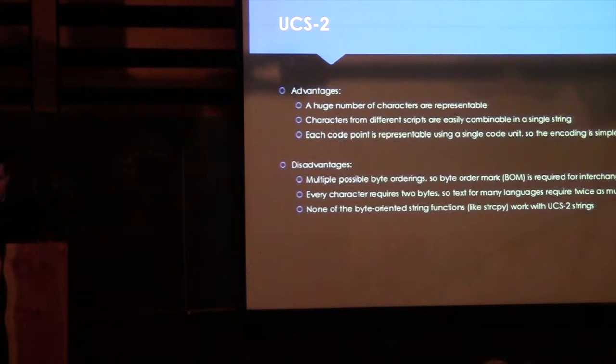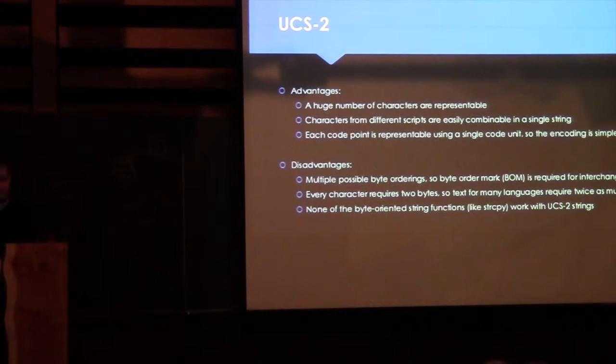So UCS2 has a number of advantages. There's a huge number of characters that are representable. I mean, 65,000 characters has got to be enough, right? Characters from different scripts are easily combinable into a single string. And each code point is representable using a single code unit, so we don't have any of those multi-byte encoding problems. It's much easier to work with the text.